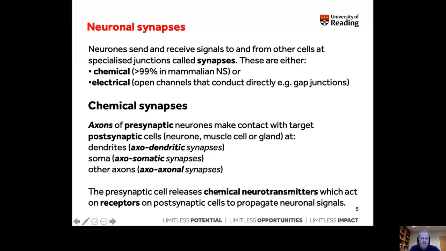Presynaptic cells release a chemical neurotransmitter, and they act on specialist proteins, typically on the postsynaptic cell, called receptors. Again, we'll find out a little bit about some common neurotransmitters and receptors in this lecture, and this will form a basis for going on to do much more about transmitters and receptors as you go through your course.